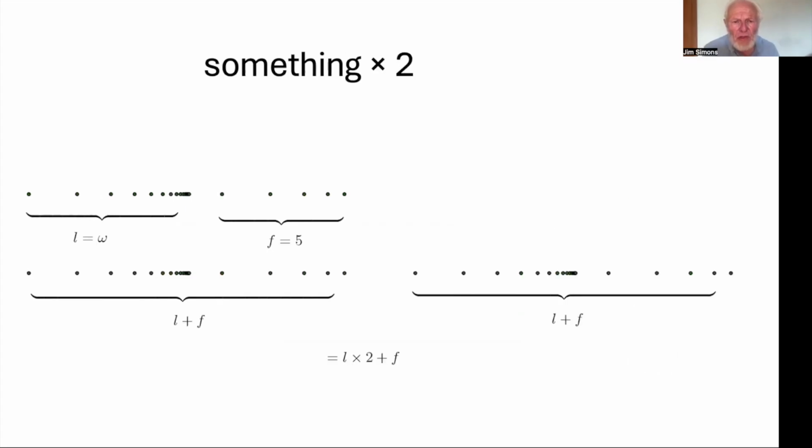Okay, now what about something times 2? So this time I've chosen to illustrate with just omega plus 5 as our general ordinal. So that's the limit bit and that's the finite bit. When we do that times 2, we just copy it out twice. And now this finite bit gets gobbled up by this limit bit in the way we've seen over and over again. So this is just limit bit times 2 plus 1 copy of the finite bit. So now it doesn't matter whether this finite bit is even or odd. This number is even if the limit bit's even, whether the finite bit's even or odd.